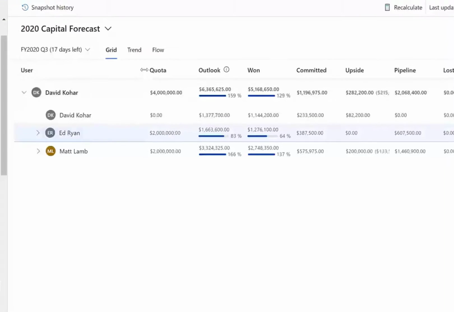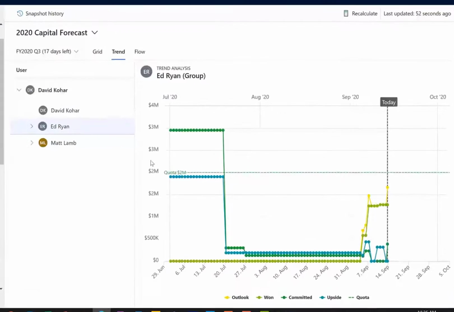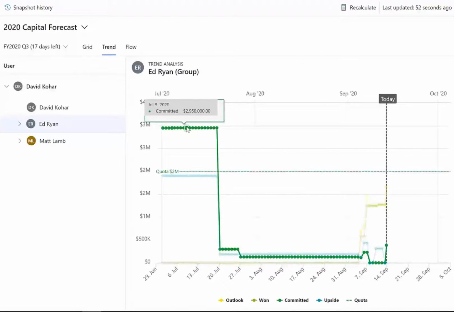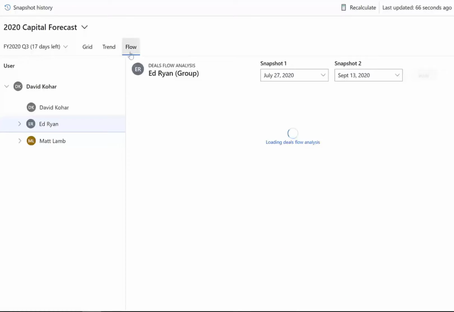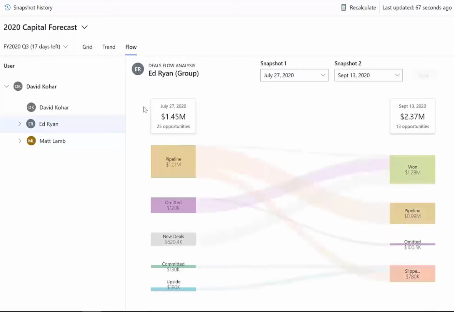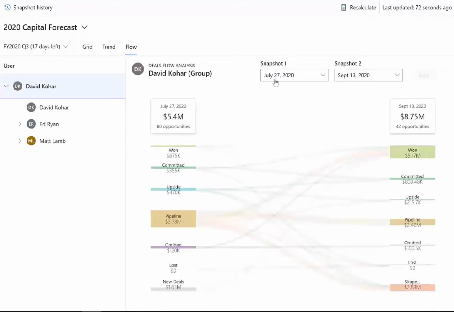Next I want to look at the trend. I always like to see how our pipeline has moved through the actual quarter itself. What we're seeing is a series of snapshots for different aspects of our pipeline and how it evolved through the quarter. And then finally, I can look at this more from a flow, because one of the things I always want to understand is how our pipeline started overall and then how it ended. So we've taken various snapshots of our pipeline.